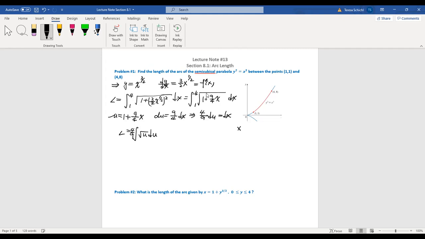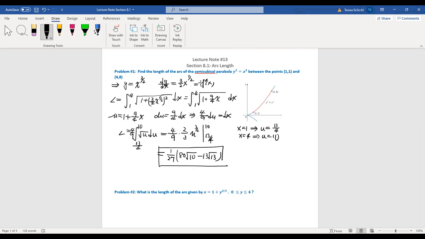So the lower bound: when x equals 1, what is u? u will be 13/4, right? When x equals 4, what is u? u will be 10. So you integrate from 13/4 to 10 the square root of u. So this will be 4/9, and then 2/3 u to the 3/2. Then you plug in 10 and 13/4. Or you can, after you integrate in u, substitute back the x, and then use the original limits. So after substituting, this is what I have here. So the final answer is 1/27 times (80 square root of 10 minus 13 square root of 13). Okay, so like I said, the remaining part is just using your integration skill.